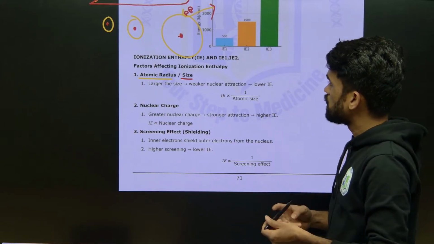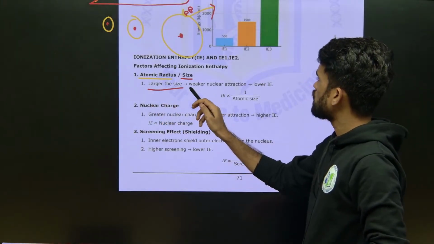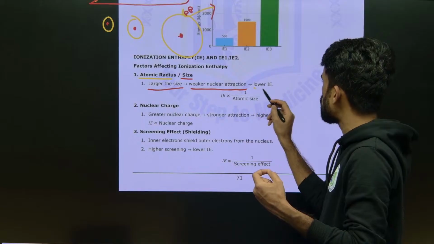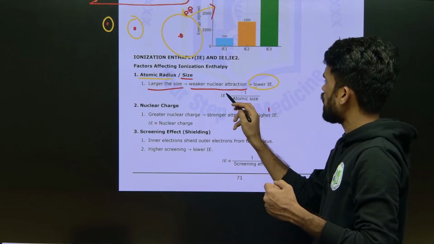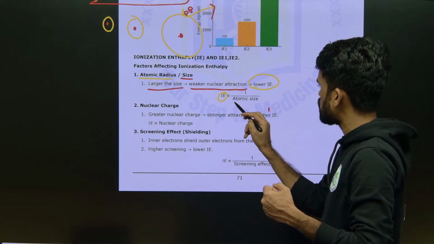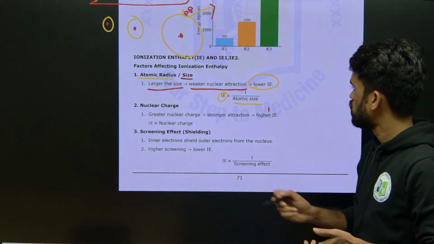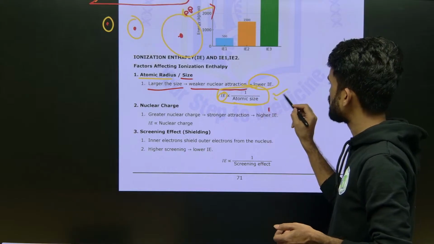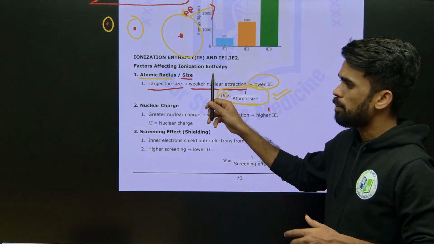So it means the larger the size, the weaker the nuclear attraction, so the easier the removal of electron, that is lower ionization energy. So ionization energy is inversely proportional to atomic size, we can write. So IE is inversely proportional to atomic size. This is perfectly correct. Okay, so this is about atomic radius.